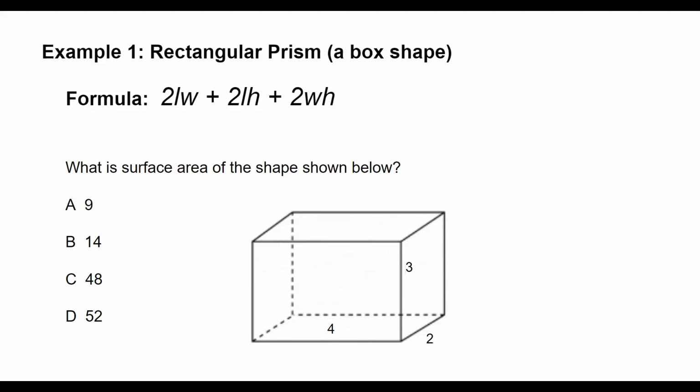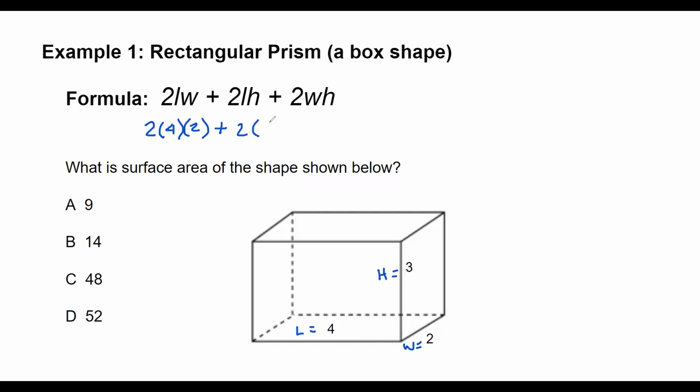It is important in a problem like this to label these. So I'm going to call this one length, I'm going to call this one width, and I'm going to call this one height. It's not important which one is which. It's just important that we keep them straight as we plug it into the formula. So 2 times our length, which is 4, times our width, which is 2. Length is 4, width is 2. We move on to the next part.